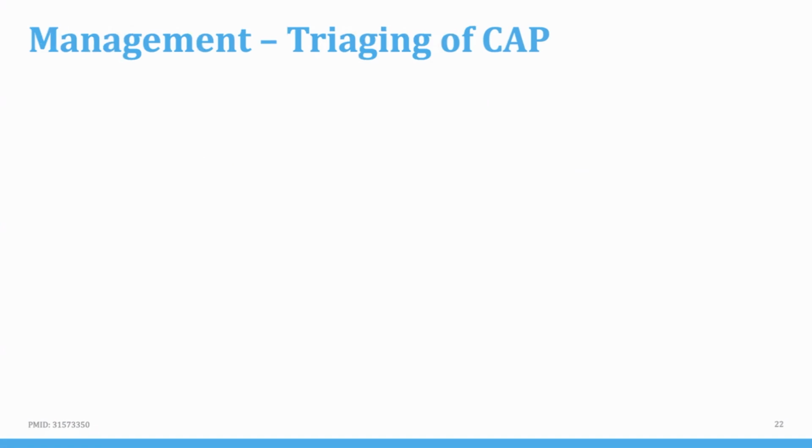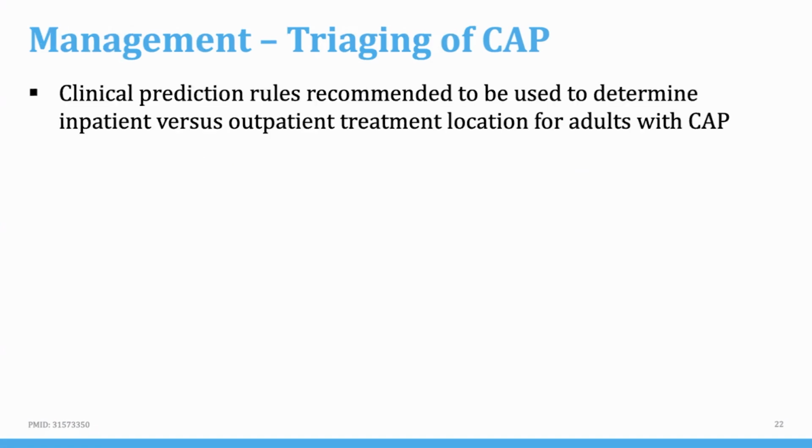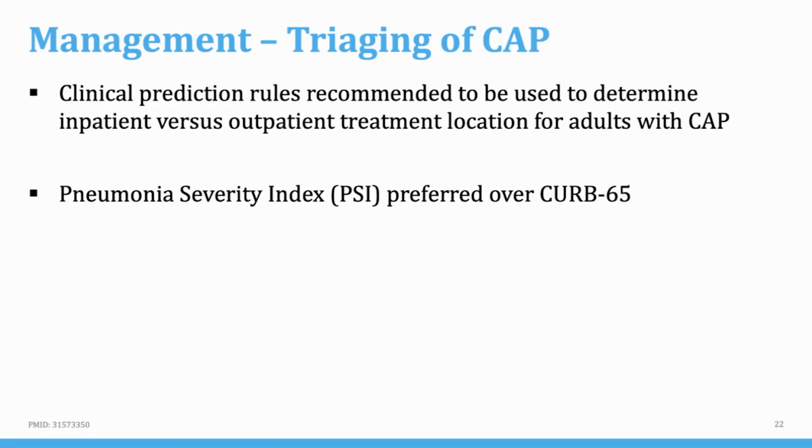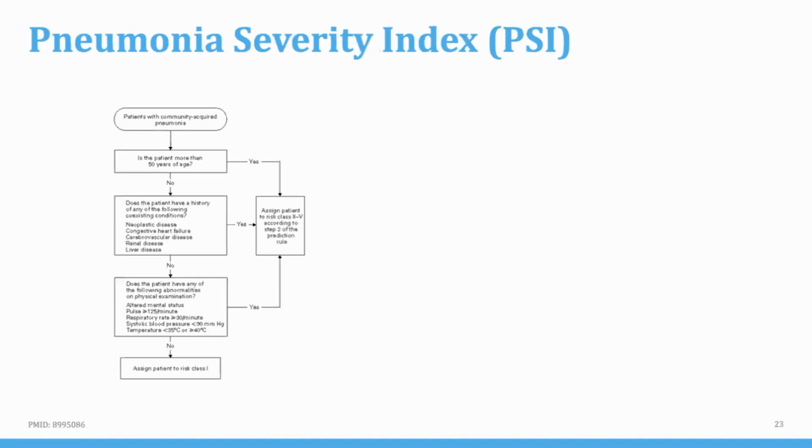So with that in mind, there are also certain tools that you can use per the guidelines to help triage CAP to determine whether or not you can treat them in the inpatient setting or if you could do this as outpatient. The 2 main tools listed in the guidelines are the Pneumonia Severity Index, or PSI, and CURB-65, with the former being preferred over the latter. The PSI generally involves this framework.